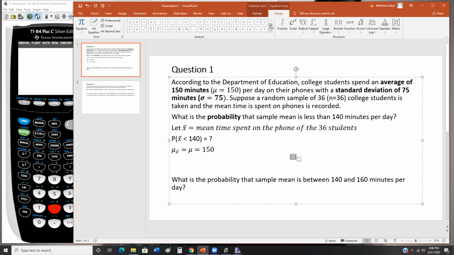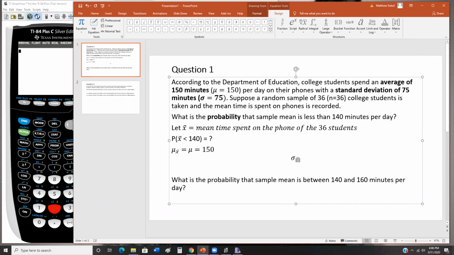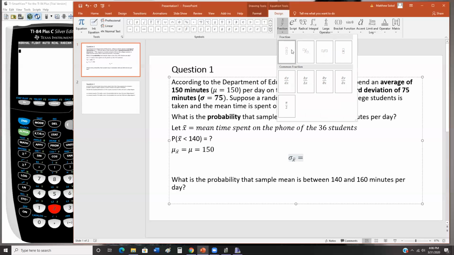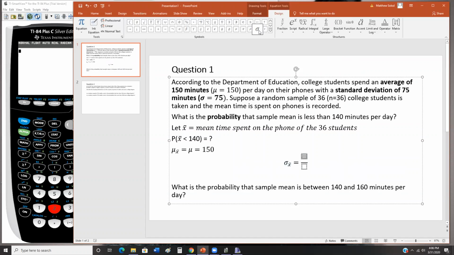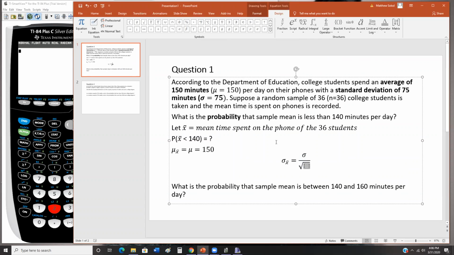which we called sigma x bar. Sorry about that, sigma. And does anybody remember what the formula for that was? You take the population standard deviation and you divide it by the square root of what? Does anybody remember? Yep, square root of n. Perfect.